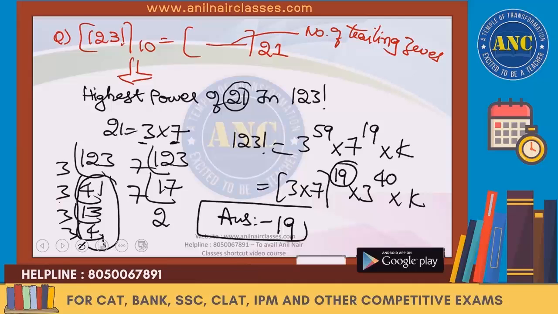Any doubts till now? The number of trailing zeros is nothing but the highest power of 5 in base system 10. What if another base system is given? How to solve? Everything clear?